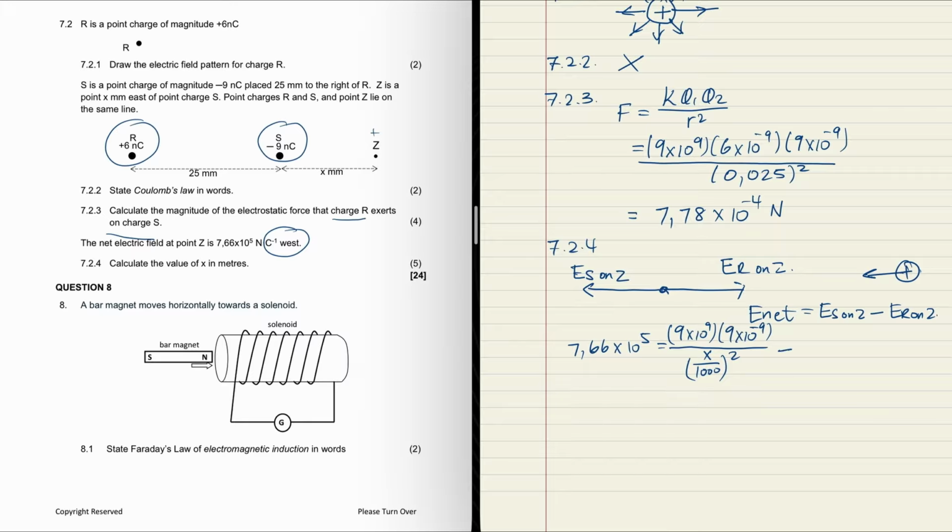And then minus the electric field of R on Z. So for R, 9 times 10 to the 9. Then the charge of R is 6 times 10 to the minus 9 divided by, and R is 25 plus X meters away, or millimeters away. So we're going to add here 25 plus X divided by 1,000 all squared. And now it's just a matter of solving. So we're going to use our calculator here. We're going to use shift solve on our calculator. We'll get that X is equal to 0,01 meters.